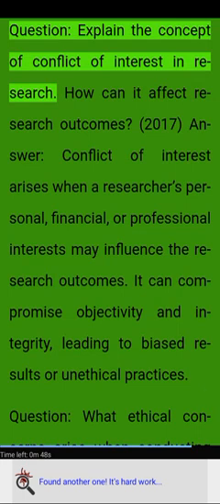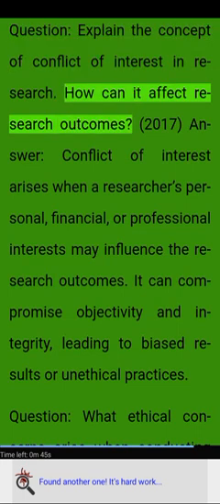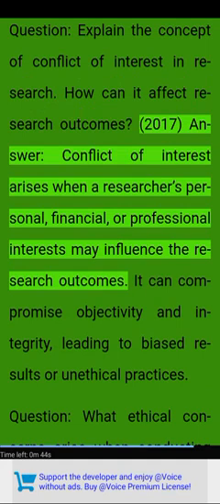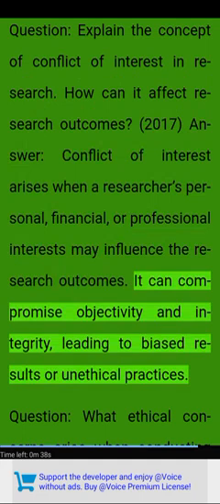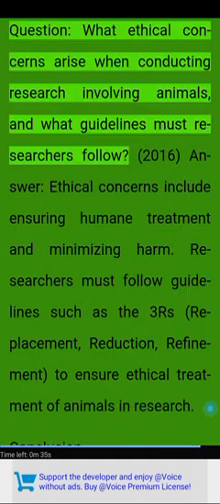Question. Explain the concept of conflict of interest in research. How can it affect research outcomes? 2017 answer: Conflict of interest arises when a researcher's personal, financial, or professional interests may influence the research outcomes. It can compromise objectivity and integrity, leading to biased results or unethical practices.